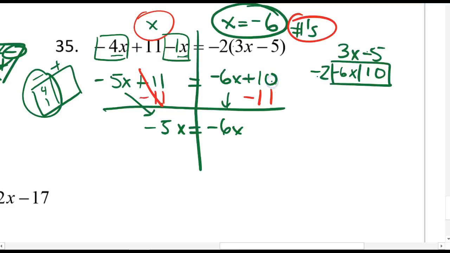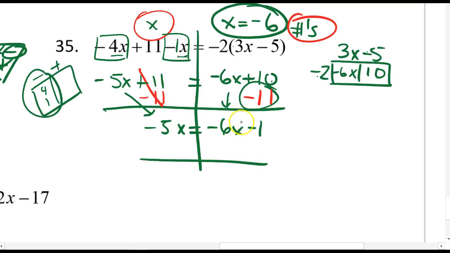And then positive 10 minus 11. Well, again, these are different signs, so we subtract the bigger from the smaller. Sorry, the smaller from the bigger. So 11 minus 10 is 1, but then 11 is bigger, so it's going to be negative 1. Okay, now we just started on the left side and got rid of 11, so let's go over to the right side now.